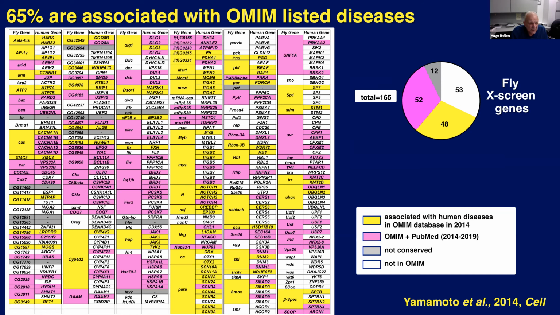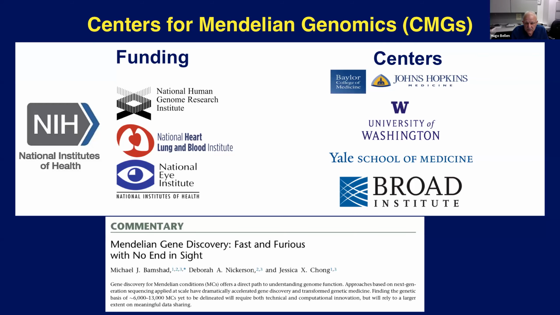So when we had the 60% or 65% of the genes at the time that were not associated with human disease, we contacted the Center for Mendelian Genomics at Baylor College of Medicine and asked them if they could screen their databases and find potential families that have been sequenced where they've identified a gene that they think may be responsible for that disease. So the Centers for Mendelian Genomics are centers in Johns Hopkins and Baylor. That's a joint venture, the University of Washington, Yale, and Broad Institute.